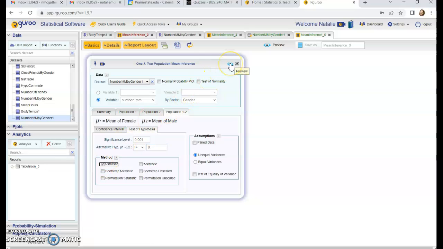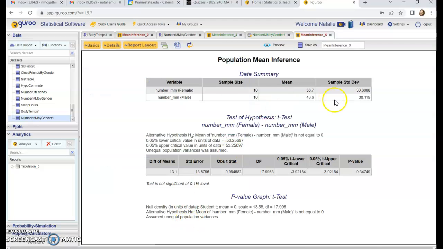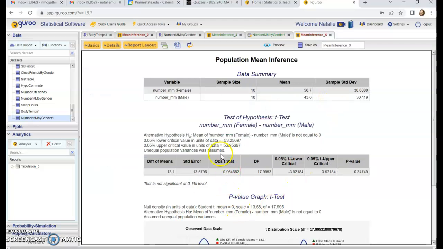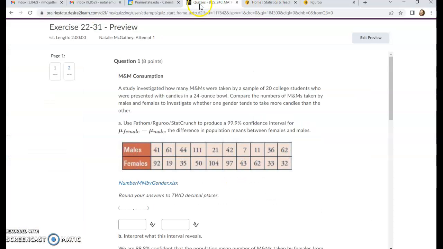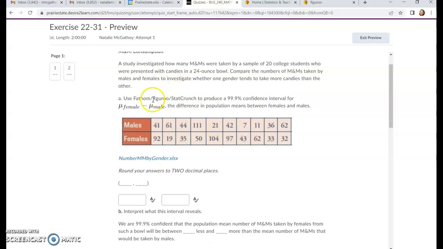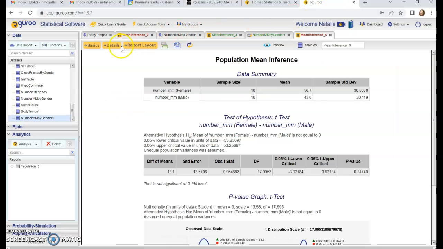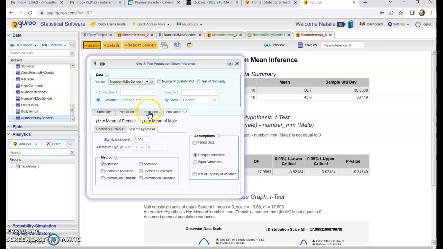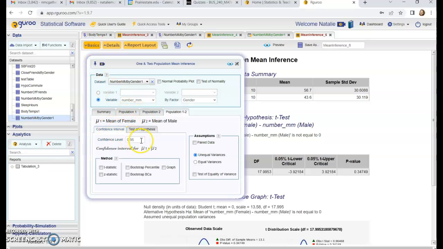All right, let's take a look at what we've got. My observed t-stat is 0.96. And, I didn't read closely. I'm not doing a hypothesis test. I'm looking at a confidence interval. Let me go back. Basics. I'm going to confidence interval. I'm looking for a 99.9% confidence interval using the t-statistic method. Okay.